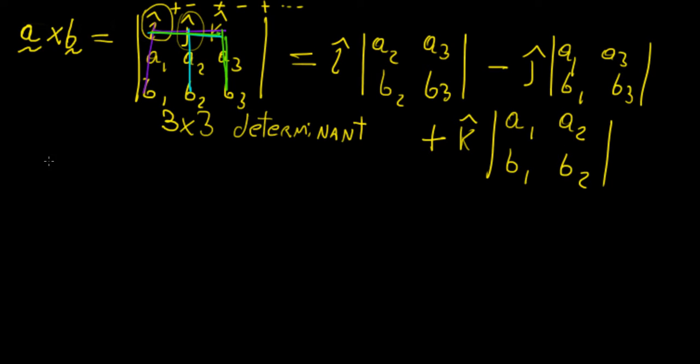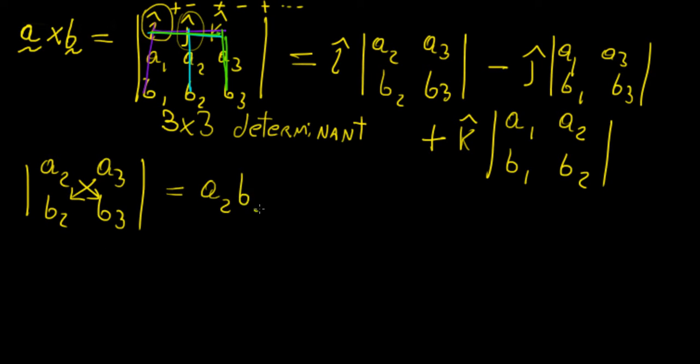Now each determinant is going to be evaluated in the following fashion. We're going to grab our determinant and cross multiply these elements, so diagonally across we multiply them. We get A2 times B3. Then we subtract the other one, A3 times B2. So this is going to be the result of this operation.